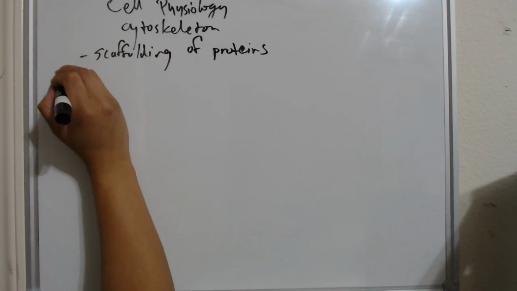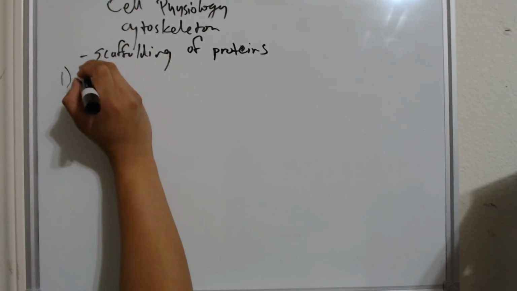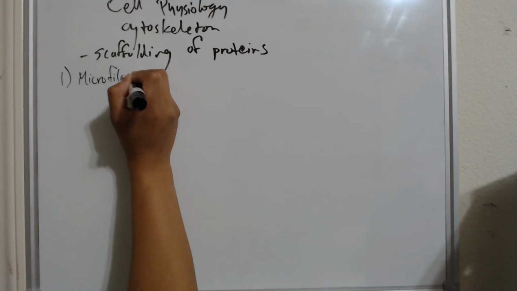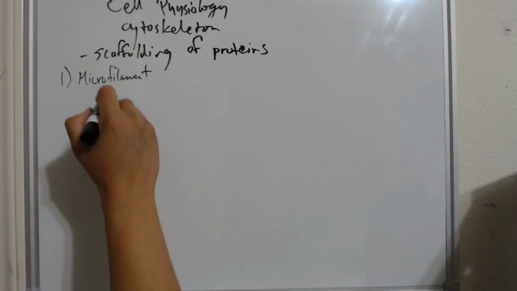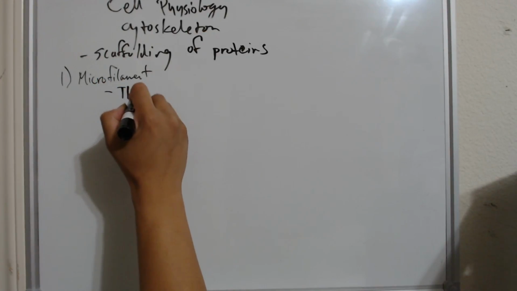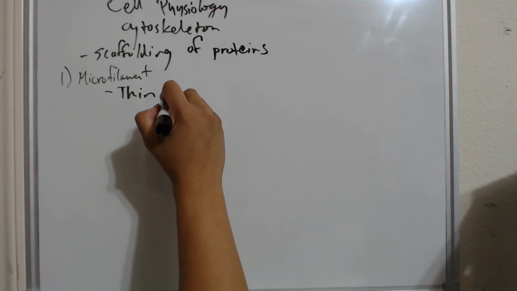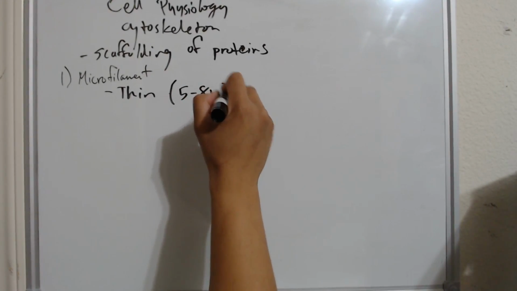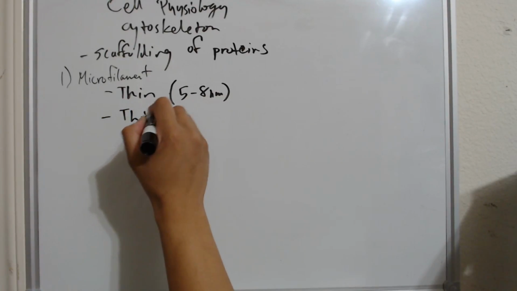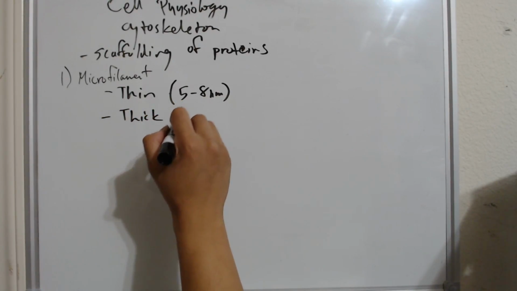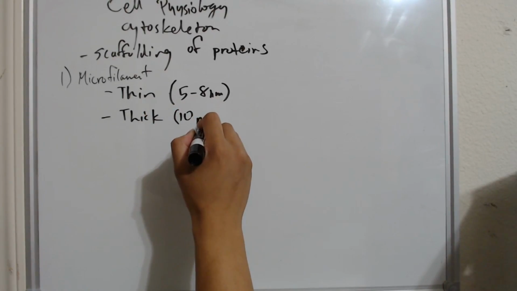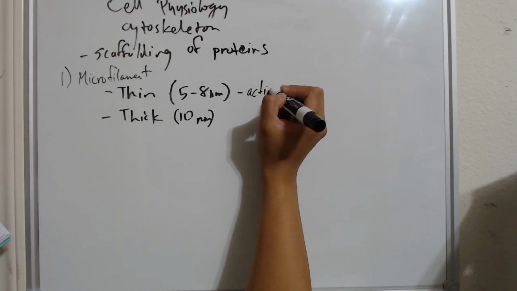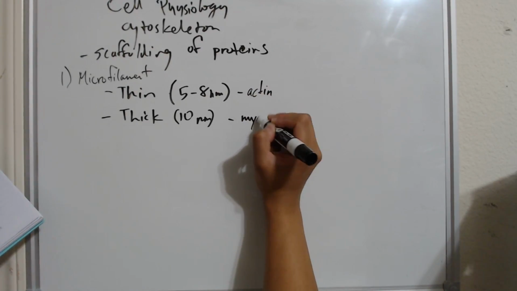Now they are filaments. First one is microfilament. And microfilaments are categorized into two. There's a thin microfilament, which is 5 to 8 nanometers wide. There's thick microfilaments, which are 10 nanometers wide. So the thin ones are called actin. Thick ones are myosin.